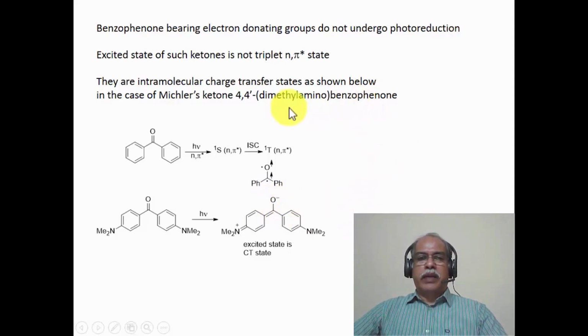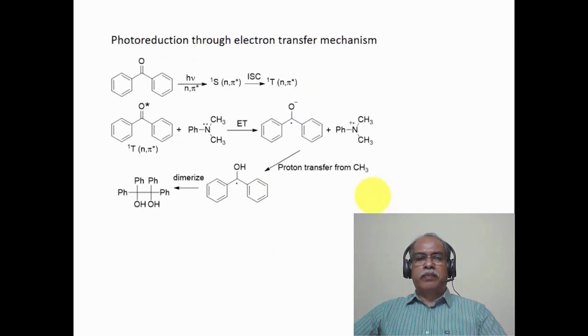Therefore, benzophenones bearing electron donating group could be either going to a pi-pi star lowest excited state, which is not a hydrogen abstracting state, or it could be a charge transfer state, as in the case of the Michler's ketone. So it is hard to reduce the benzophenone with electron donating group. Benzophenone itself or benzophenone bearing halogens or nitro or cyano functional groups readily undergo the hydrogen abstraction reaction, followed by reduction to give the benzhydryl radical, which dimerizes to give the corresponding pinacol.